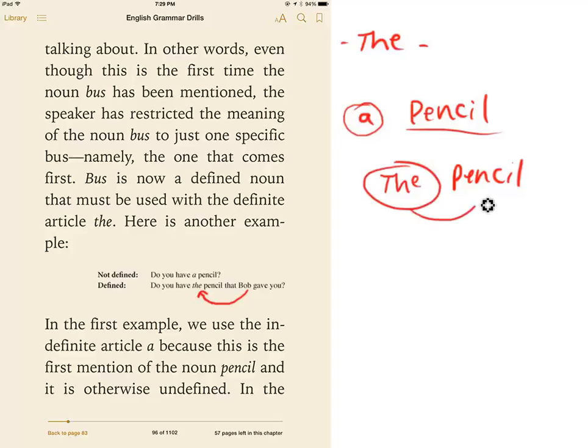So that's the difference between a defined noun and an undefined noun, an indefinite article and a definite article. With a definite article, you expect the listener, or the person you're talking to, to know exactly which noun you're talking about. It can be by previous mention, or it can be by modifying that noun and describing it in such a way that you expect your listener to know exactly which one you're talking about. All right?